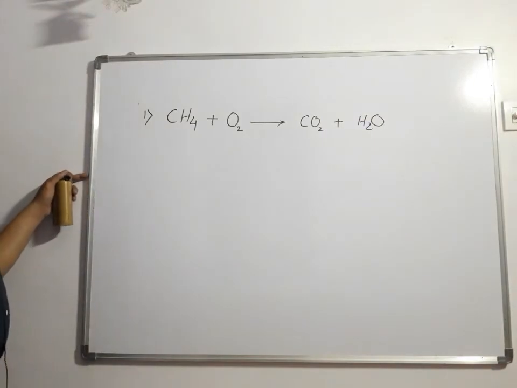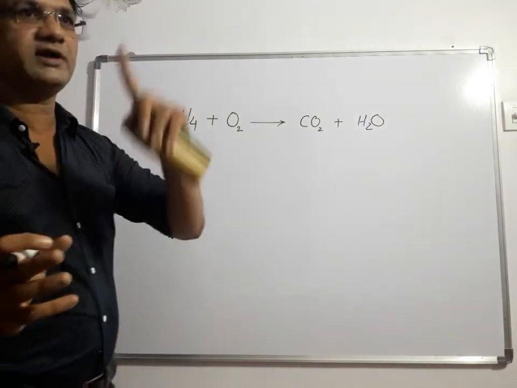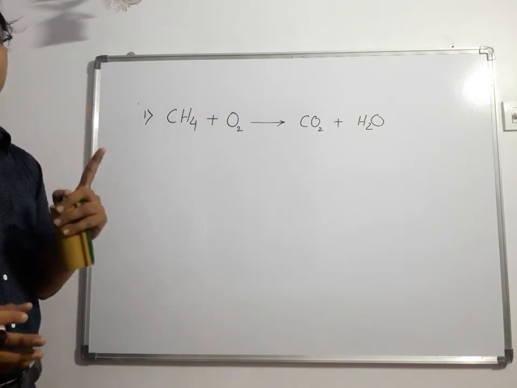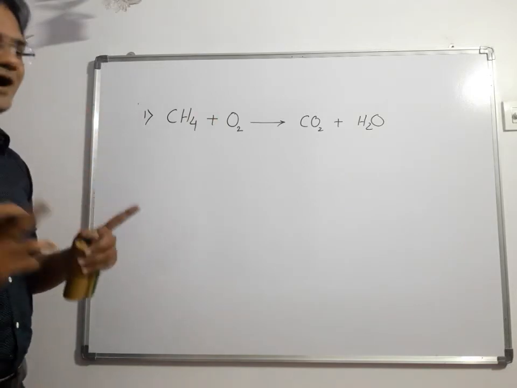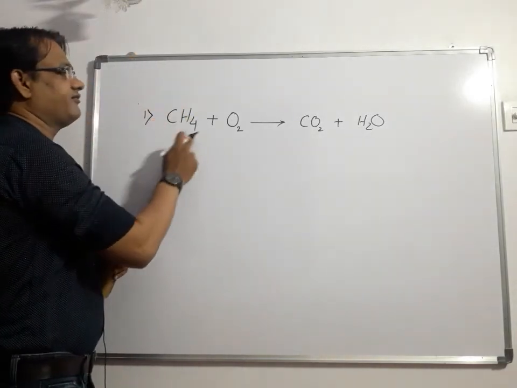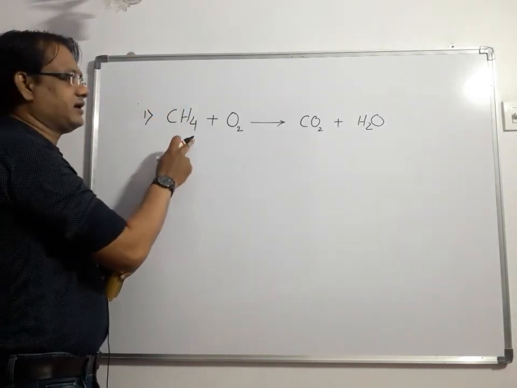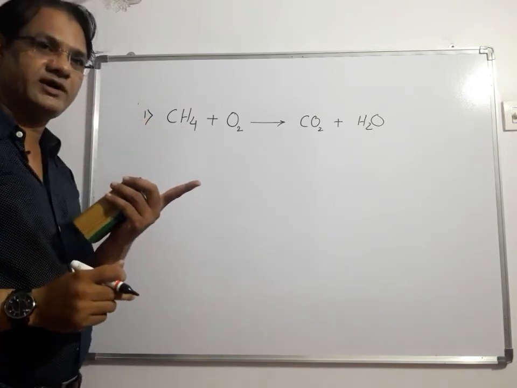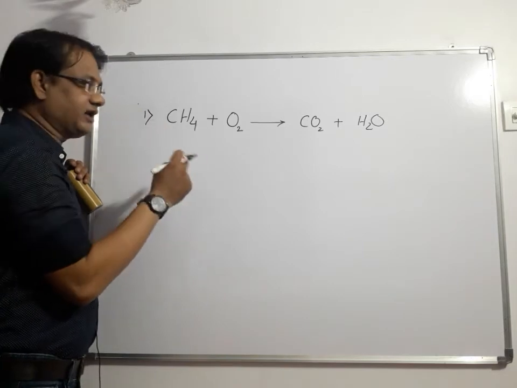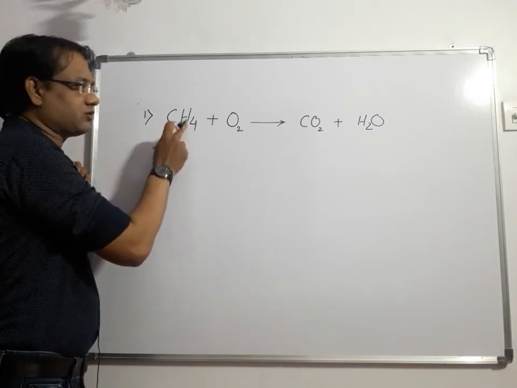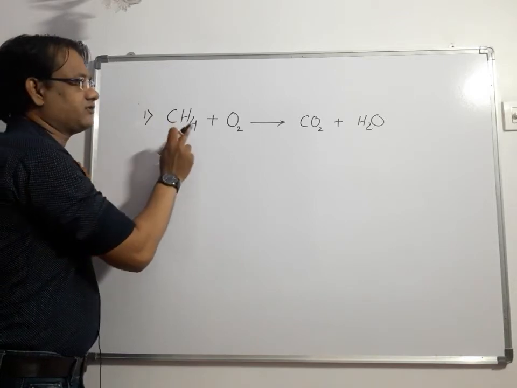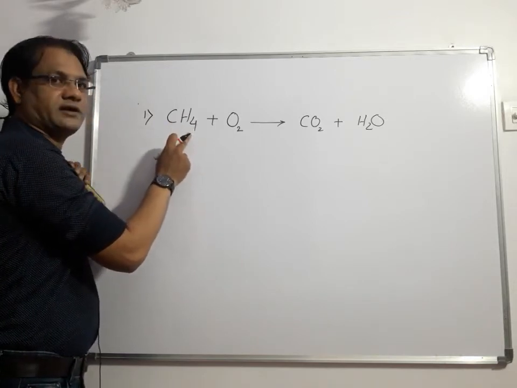Now we'll balance this one. First point, what will we do? First of all, we will select the molecule which has the highest number of atoms. So here, if you see, there is methane which has 5 atoms in total. Now what is the second point? In this molecule we'll pick the element which has the highest number of atoms. So hydrogen, here hydrogen has 4 atoms. So first of all we'll balance this hydrogen atom.